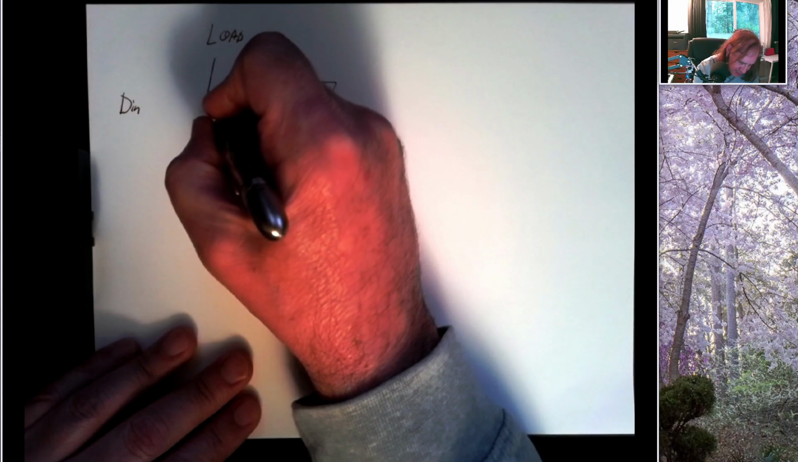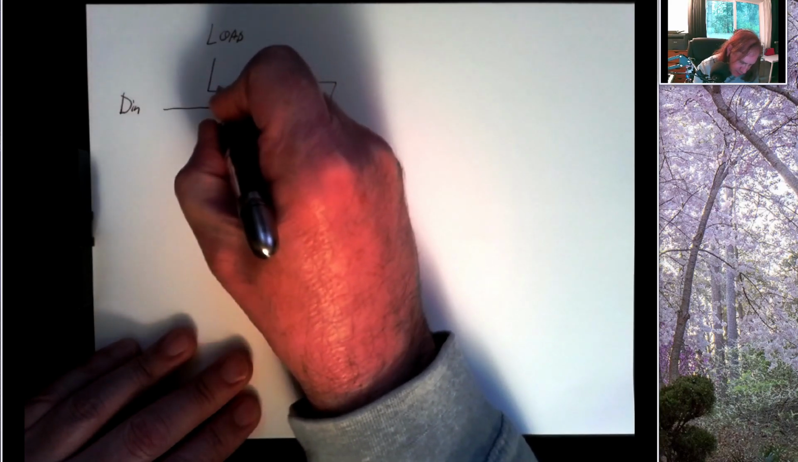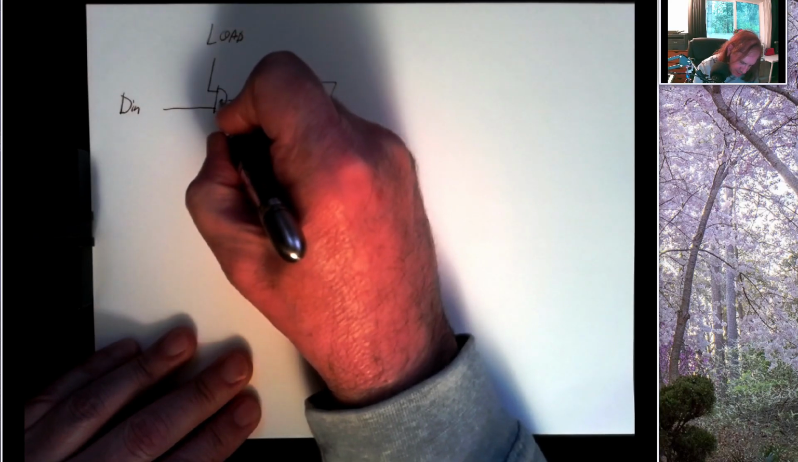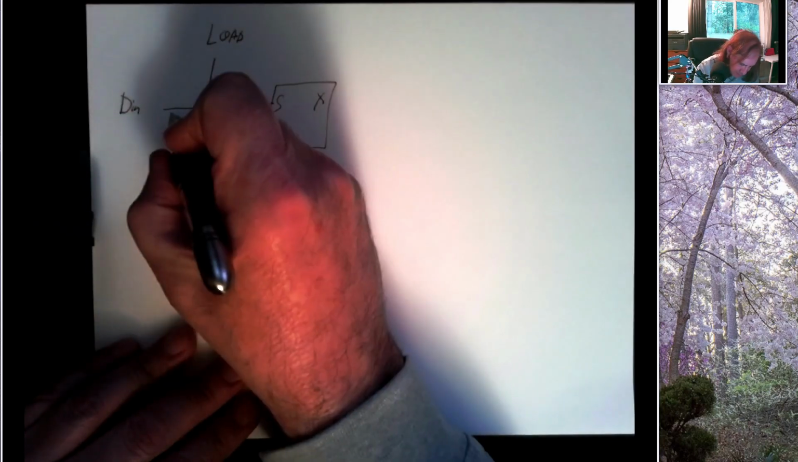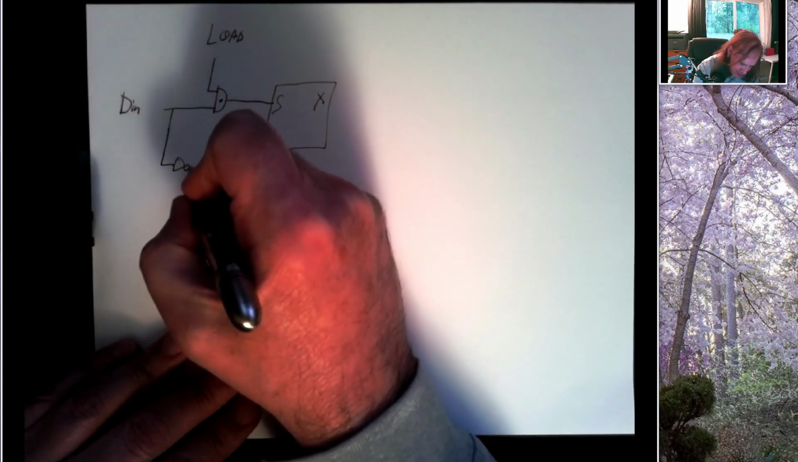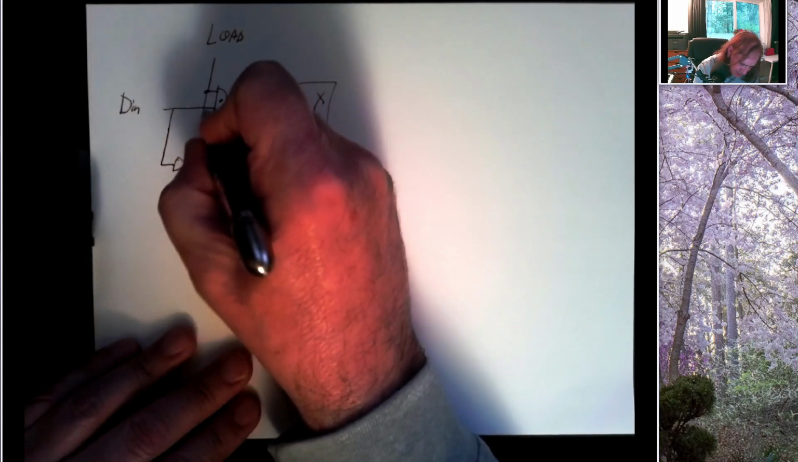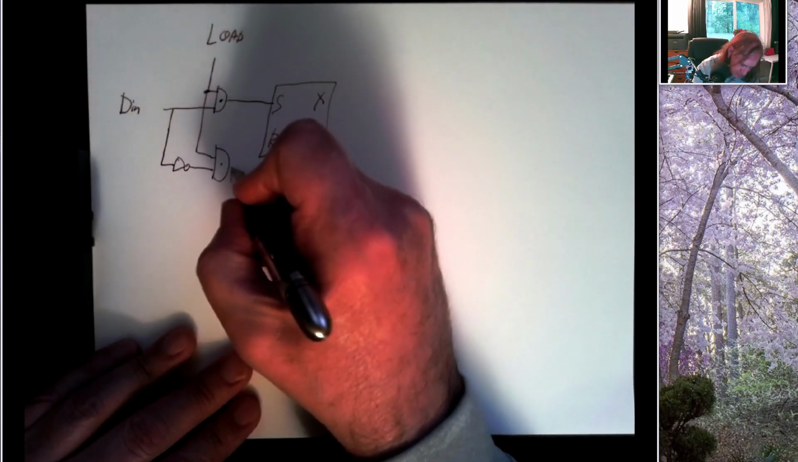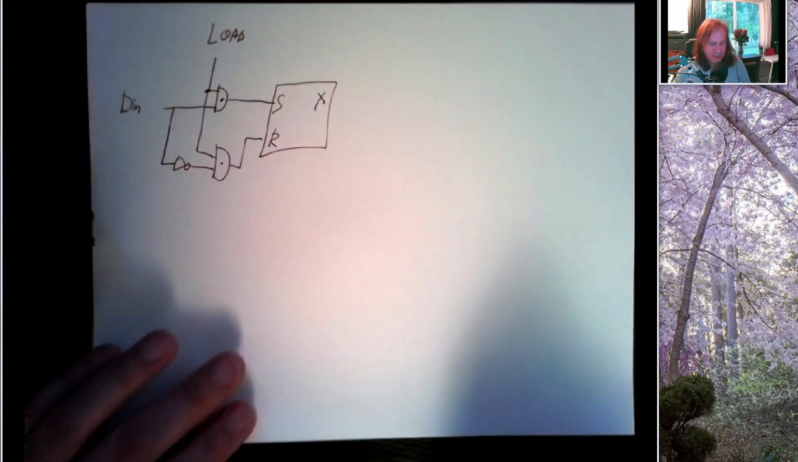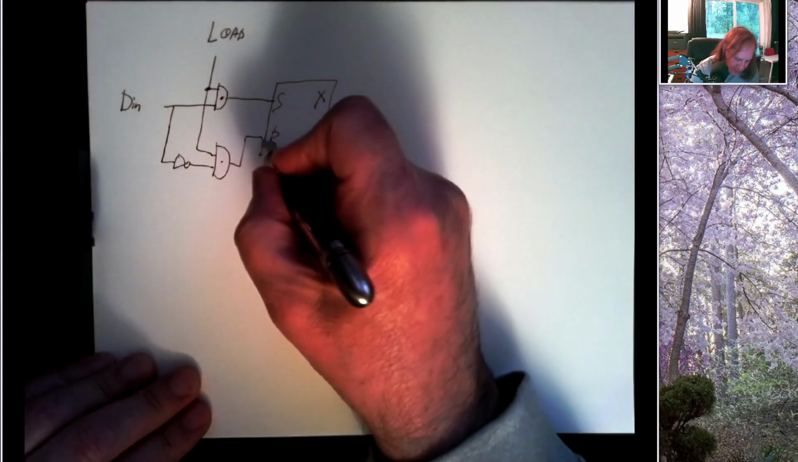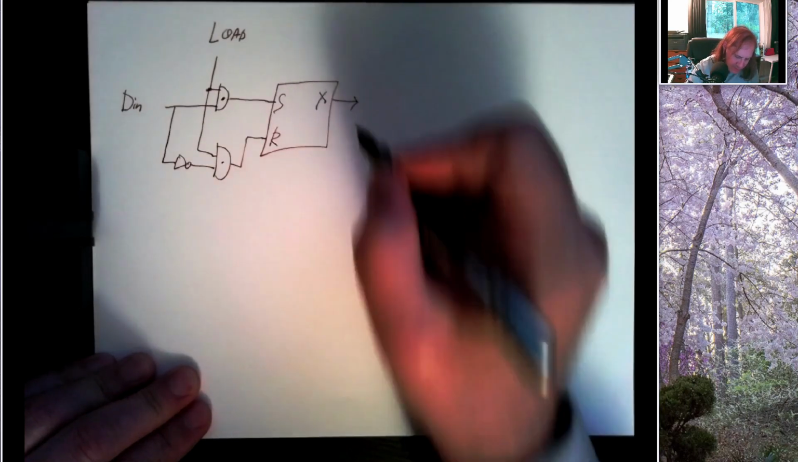And if data in is 1 and load is 1, I'm going to hit the set line. And if data in is 0 and load is 1, I'm going to hit the reset line. All right, so what is this going to do?